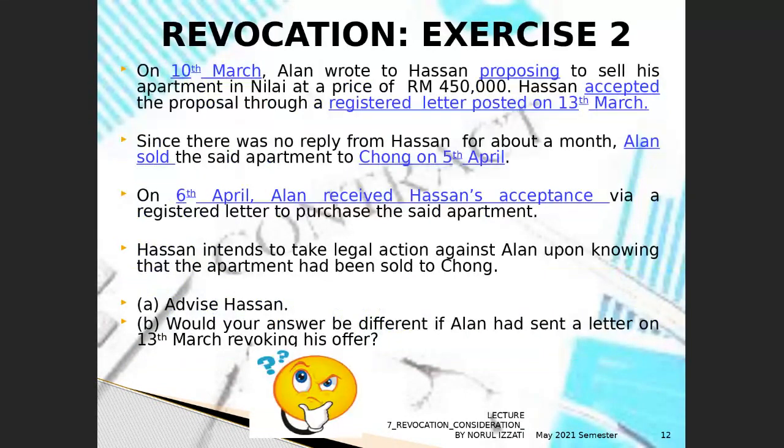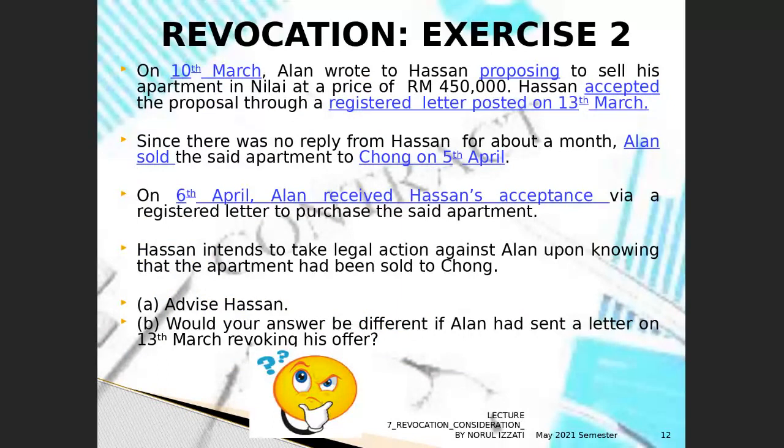Refer back to this one, slide number 12. Would your answer be different if Alan had sent a letter on 13th of March revoking the offer? Okay, I gave you the scenario just now in purple color here. You can see in red color here. Now, the third scenario to answer B question.